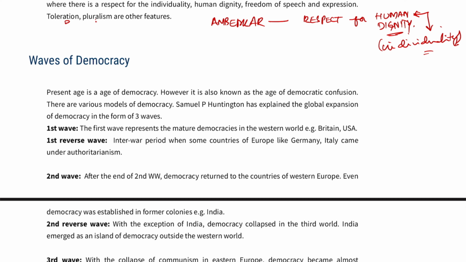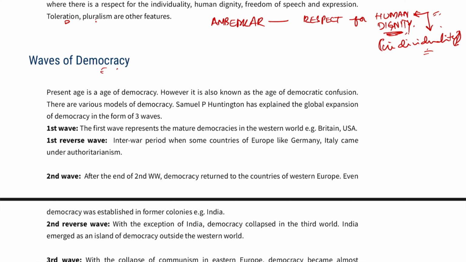Toleration and pluralism. These are the values. But this is the highest value, and this is very closely related. Internally, they are made of the same thing: individuality and human dignity. There's no human dignity. I wouldn't say that. I think there's more to be explored here.